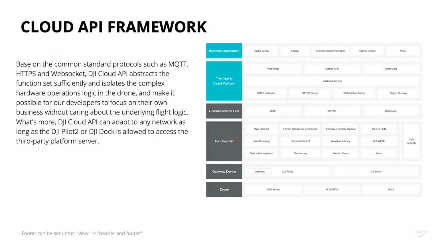You can see the basic Cloud API framework here, and we certainly have more documentation available on the website. But the idea here is that the Cloud API can adapt to any network as long as the DJI Pilot 2 application or DJI dock is configured to allow access to this third-party platform server. You can see different business applications, communication links, and some of the function sets, including live streaming, device management, payload control, waypoint library, and more.